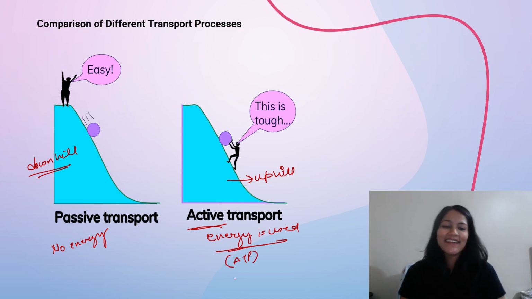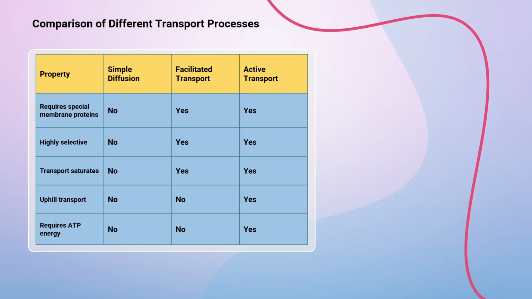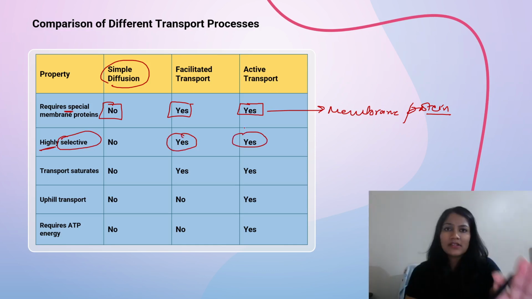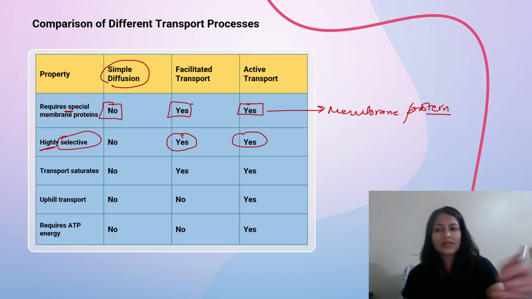Simple. Now this is a table from your NCERT, comparison of the different transport proteins. So special proteins are required. Simple diffusion does not require anything. Facilitated and active transport do require membrane proteins, which can be channel protein, carrier protein, ion channel, porins, etc. Selective nature is going to come because of the protein, so it is present in facilitated diffusion and active transport. Facilitated diffusion and active transport both will have it.